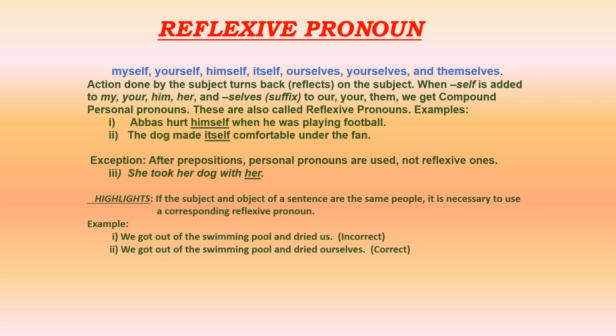Reflexive pronouns: myself, yourself, himself, itself, ourselves, yourselves, and themselves. As I told you just now, self is added to the pronouns to make them reflexive pronouns. Self is a suffix here. The action done by the subject turns back or reflects on the subject. When self is added to my, your, him, her, and selves in the plural form to our, your, them, we get compound personal pronouns.